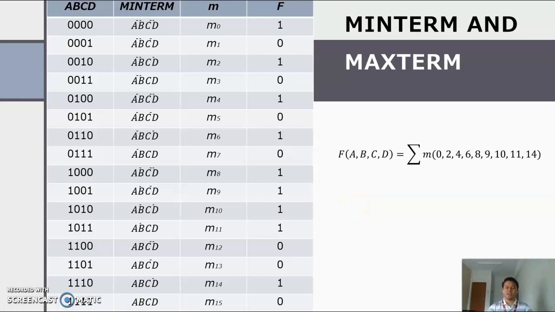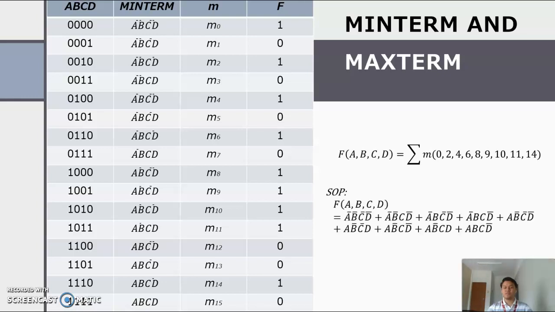So by getting all the minterms from the notation, we'll be able to write the SOP as below. So f of A, B, C, and D is equal to M0 plus M2 plus M4, etc. So M0 is what? M0 is not A and not B and not C and not D, plus M2, which you can refer to the table. So this is how you write the canonical SOP. Alright, let's get to the next one.